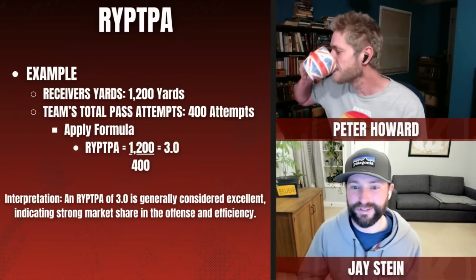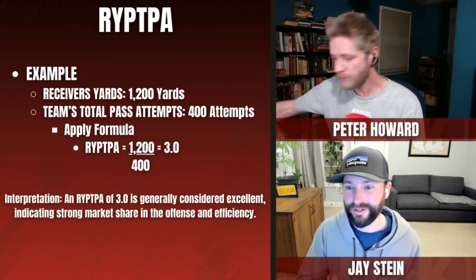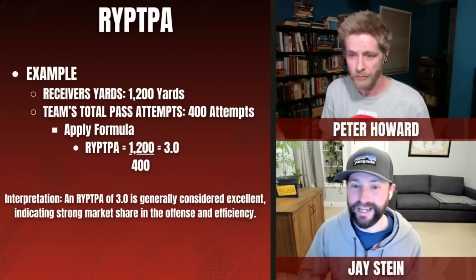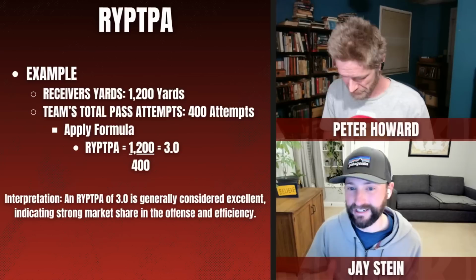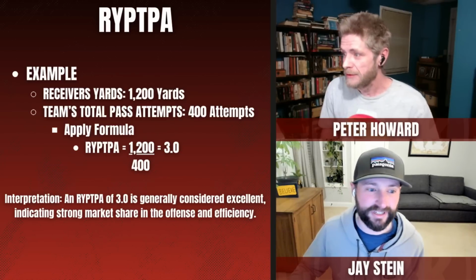And the per game, just to be clear, would be, say a wide receiver plays only 8 games. You take the 1,200 divided by 8, and the team played 13 games. You take the 400 divided by the 13, and that's how you get that games-adjusted basis.